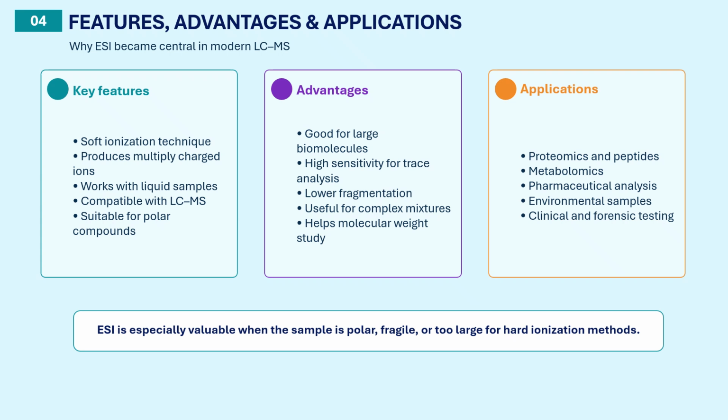Another major application is pharmaceutical analysis. ESI is used to study drug molecules, impurities, degradation products, and drug metabolites. ESI is also useful for environmental samples, such as detecting pollutants, pesticides, and contaminants in water or soil. Finally, ESI is used in clinical and forensic testing, where biological samples need sensitive and accurate analysis. So, the key point of this slide is ESI is especially valuable when the sample is polar, fragile, or too large for hard ionization methods.